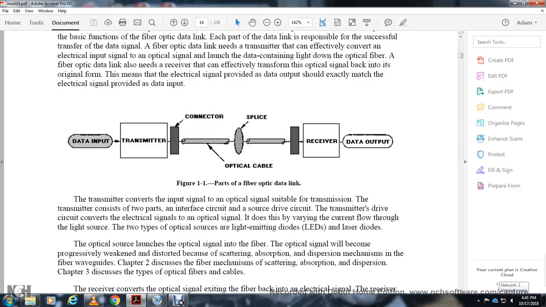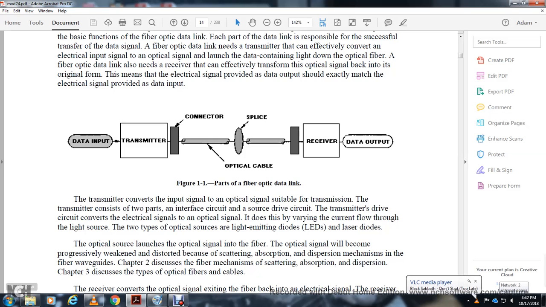The transmitter converts the input signal to an optical signal for transmission. The transmitter consists of two parts: an interface circuit and a source drive circuit. The transmitter drive circuit converts the electrical signal to an optical signal by varying the current flow through the light source. The optical source is a light-emitting diode or laser diode. The optical source launches the optical signal into the fiber.